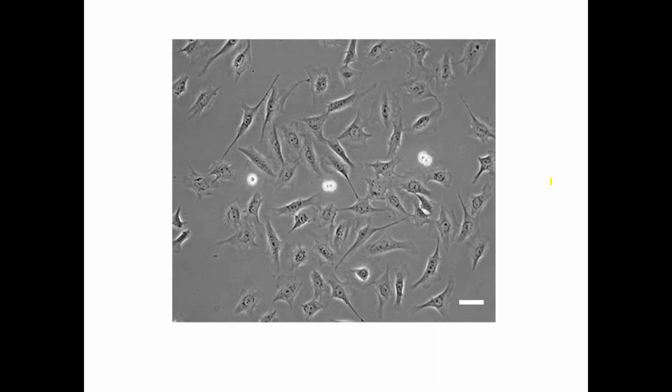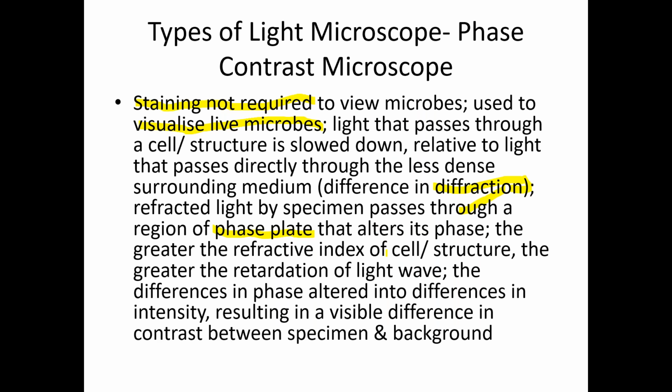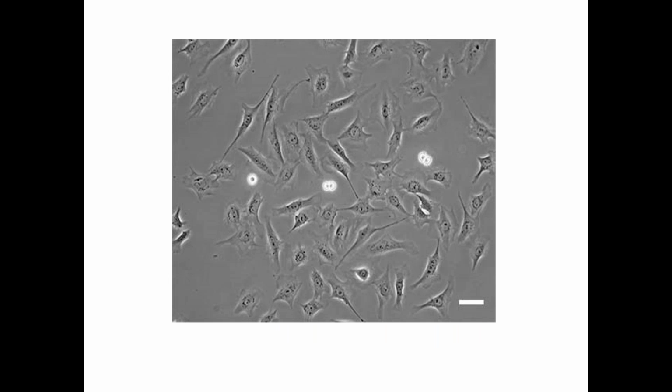So in bright field we said microorganisms will appear dark in a bright background. In dark field, microorganisms will appear bright in a dark background. In fluorescence, they will appear fluorescent. In phase contrast, microorganisms will appear as live structures in a colorless background. So you can see from the picture how the cells and the organisms are appearing. Clear? So that's all about the phase contrast microscope.